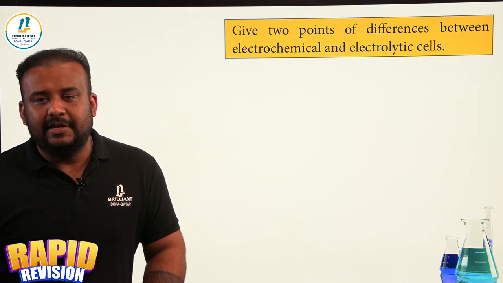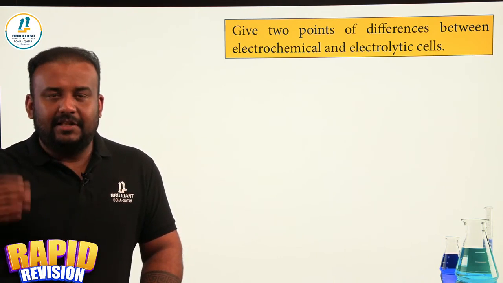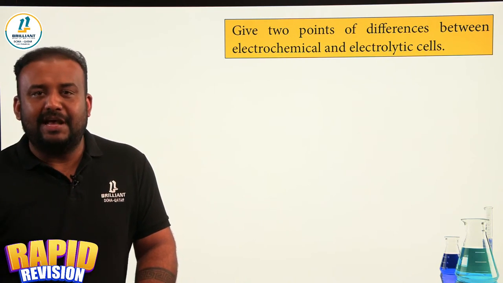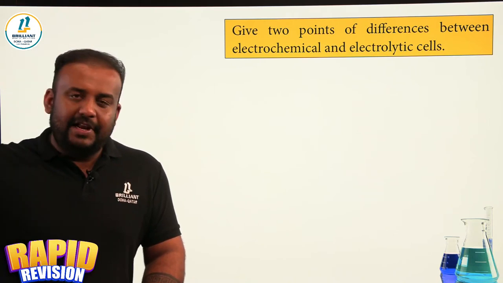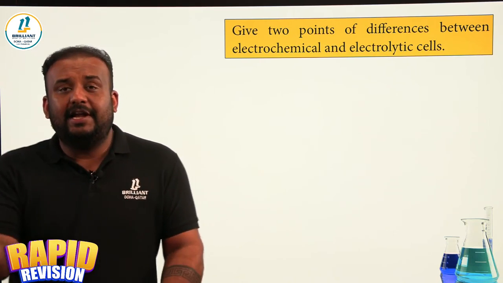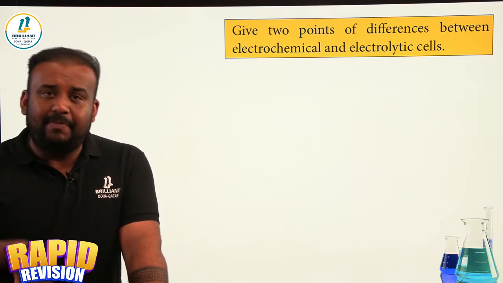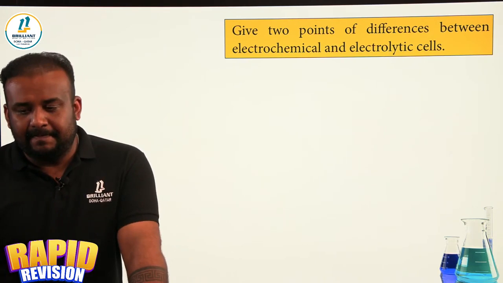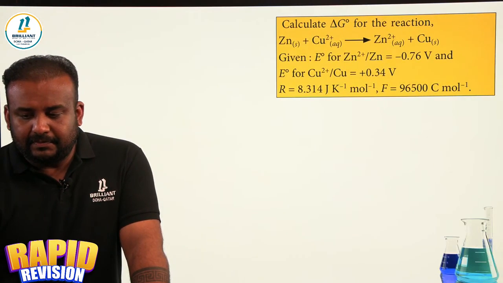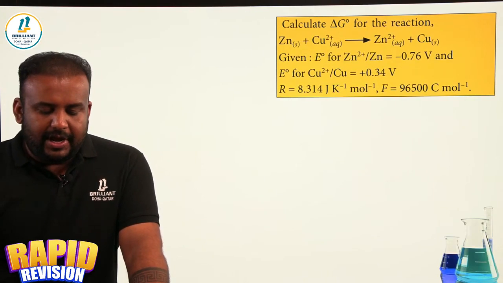Which one is spontaneous? In an electrochemical cell, we have a spontaneous redox reaction happening where delta G is negative. Whereas in an electrolytic cell, you are making a non-spontaneous redox reaction happen by using electricity. Clear for all? Okay, look at this question.